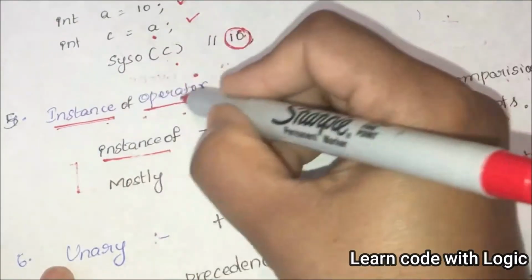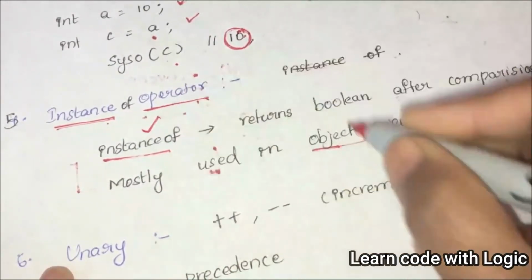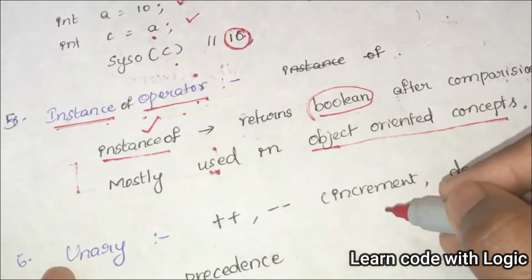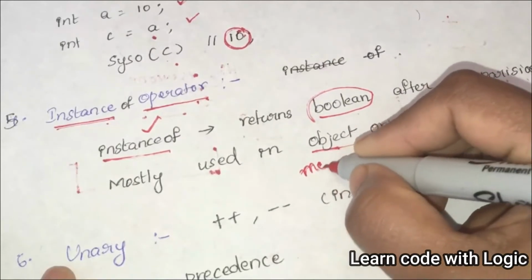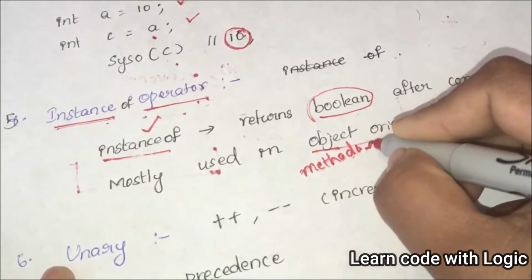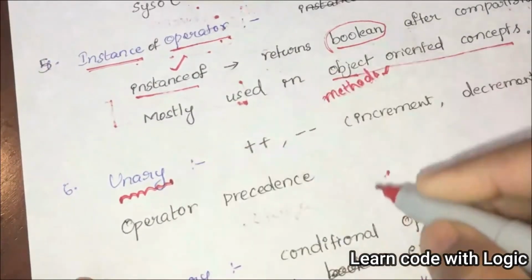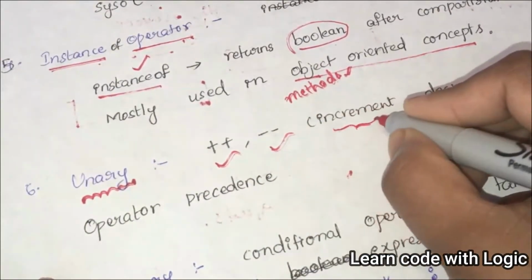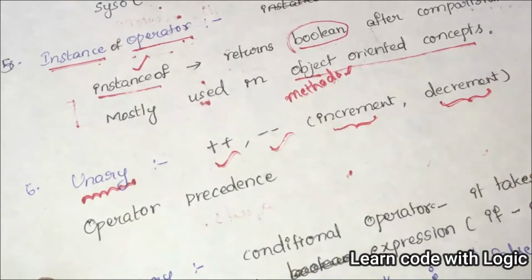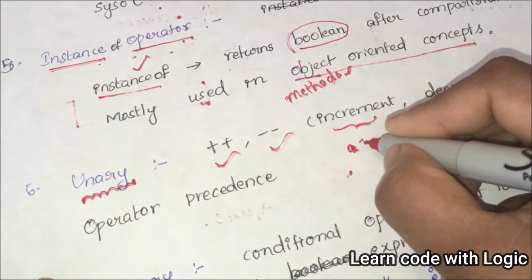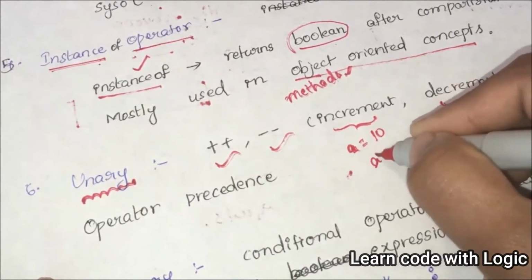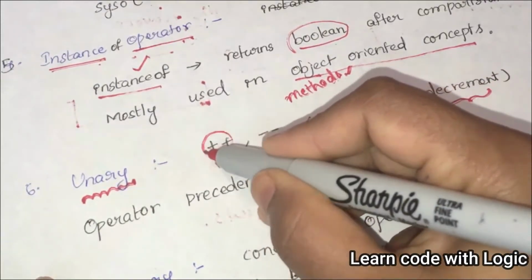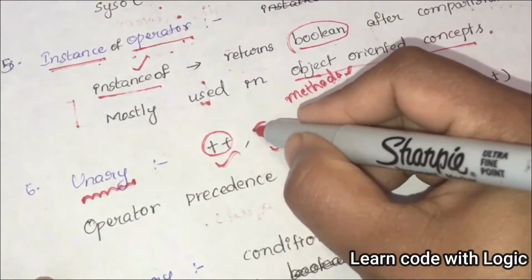The next one in Java is instanceof operator. Instanceof is a keyword which we use in Java. It also does comparison and returns a boolean value, but this one is used once we start with methods and constructors concepts. Next one is unary operator. Unary operator does increment and decrement. Increment means it increases the value by one and decrement means it reduces it by one. For example, we have taken a is 10 over there. If you give a plus plus, it becomes 11. So plus plus is the increment operator and minus minus is the decrement operator.